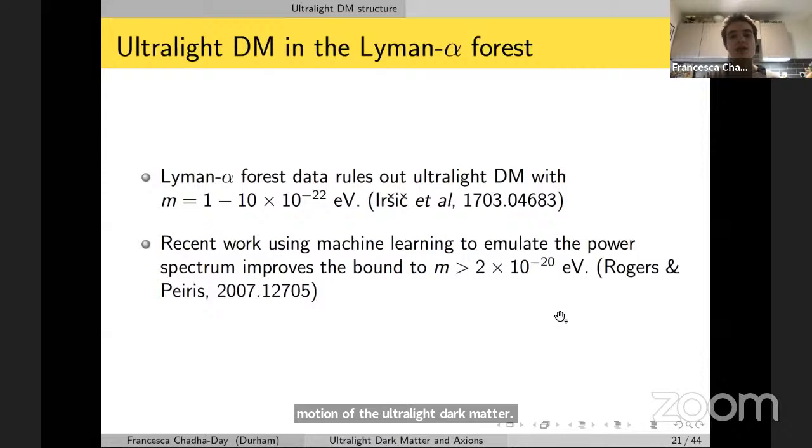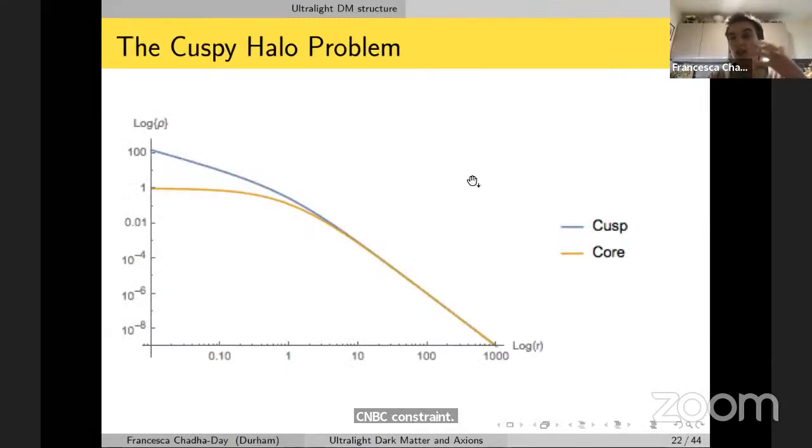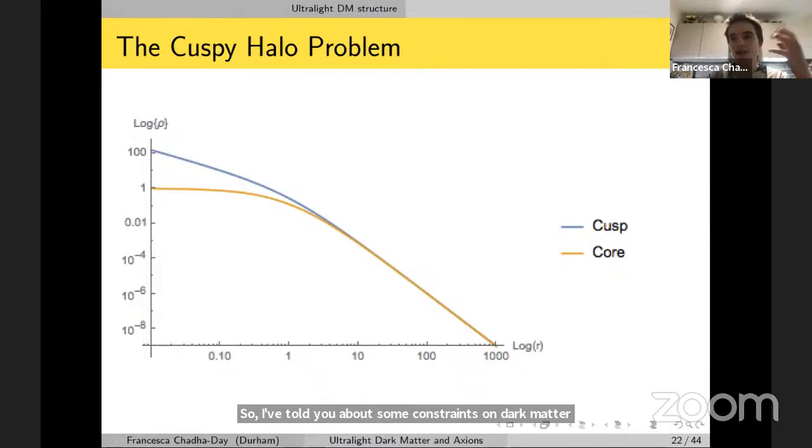So we can use this to say that the mass of ultralight dark matter needs to be greater than about 10 to the minus 20 electron volts. This is imposing a stronger constraint than the CMB constraint. So I've told you about some constraints on dark matter, but why do we think that ultralight dark matter might still be a good candidate?